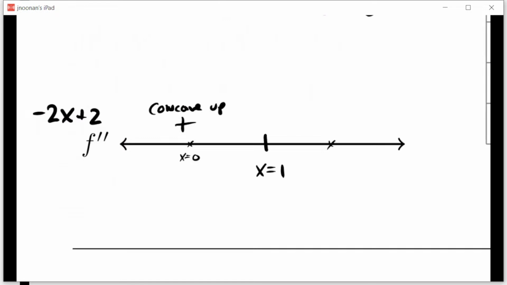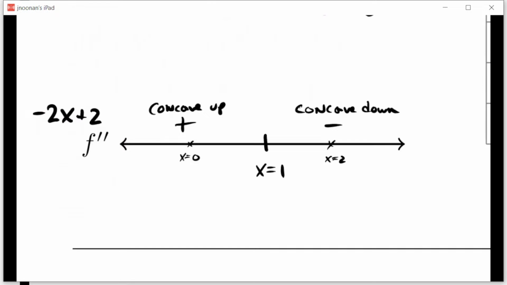And then we'll pick a point on the right. Jackson, do you have a point that's greater than 1? X equals 2 is a great one to use. Nice, easy thing to plug in there, and you get a negative 2, to be clear, but that is concave down.